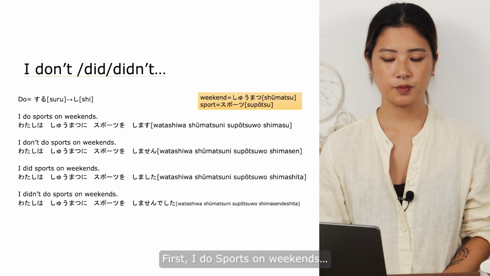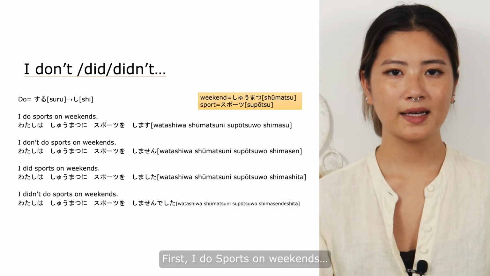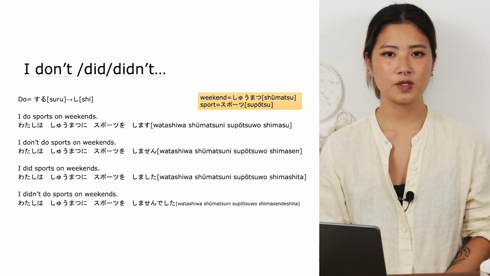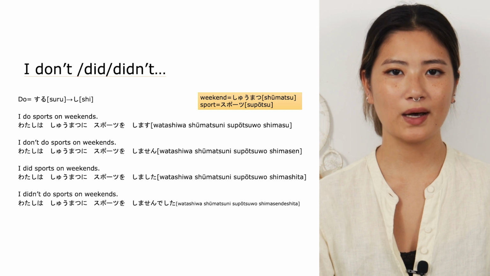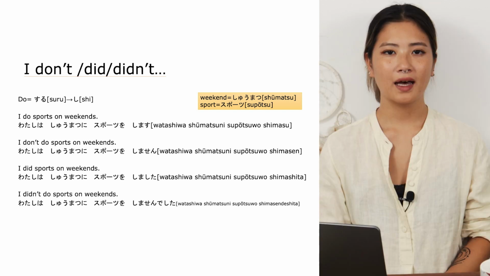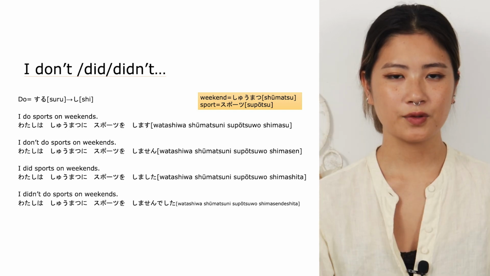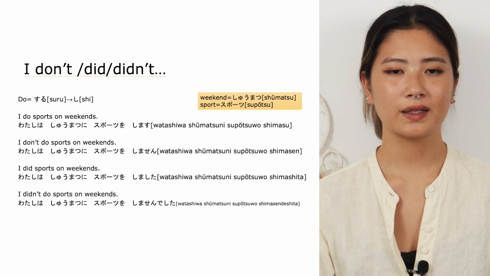First, I do sports on weekends. 私は週末にスポーツをします. I don't do sports on weekends. 私は週末にスポーツをしません. I did sports on weekends. 私は週末にスポーツをしました. I didn't do sports on weekends. 私は週末にスポーツをしませんでした.